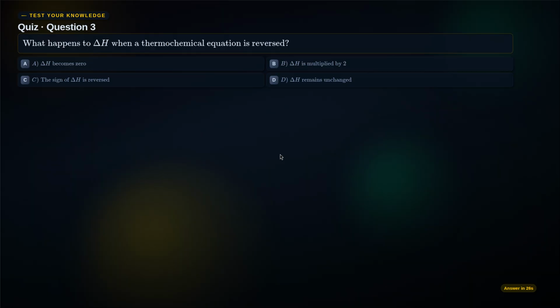The correct answer is C. When a chemical equation is reversed, the sign of ΔH is also reversed. If the forward reaction releases 100 kilojoules, the reverse reaction must absorb 100 kilojoules to return to the original state. This follows from the first law of thermodynamics.